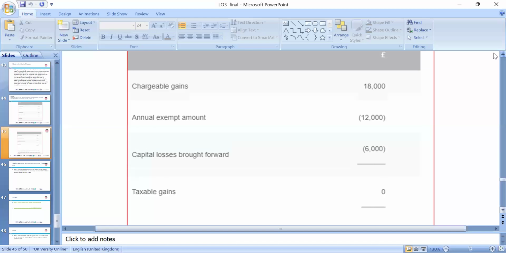Okay, so then the annual exempt amount and the capital losses brought forward if we have them in the following years. So 18,000, 12,000 is the annual exempt limit, personal allowance 6,000, if we have losses, so we can look at the gain that we have.